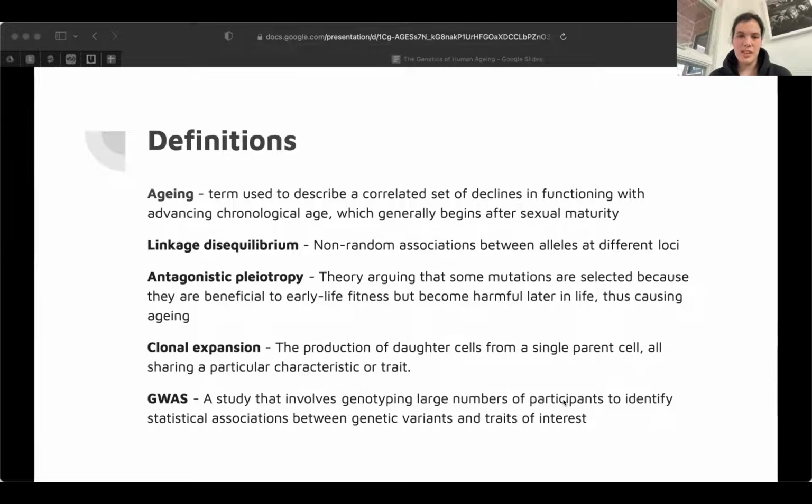Then clonal expansion is just the production of daughter cells from a single parent cell, all sharing a particular trait that gets passed down.